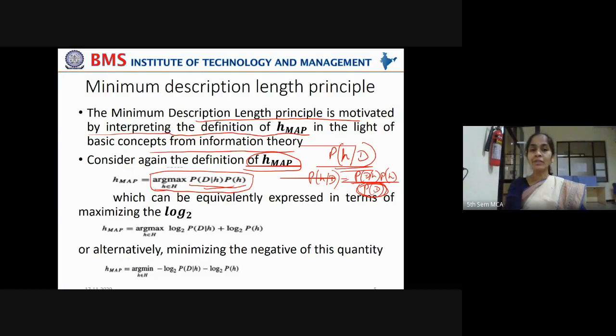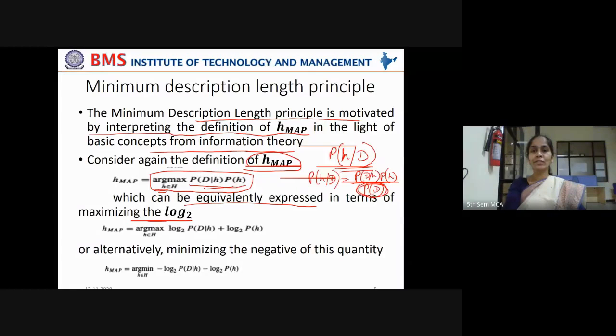Among all the hypotheses in the hypothesis space H, your objective is to maximize the product of probability of D given H multiplied by prior probability of H. That will become your maximum a posteriori hypothesis HMAP, which can be equivalently expressed in terms of maximizing the log 2 term.